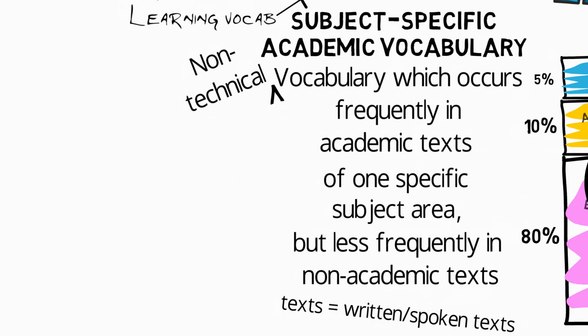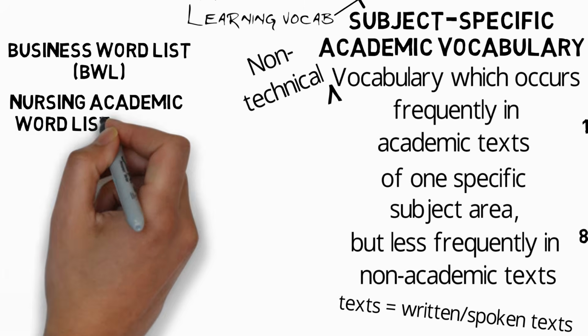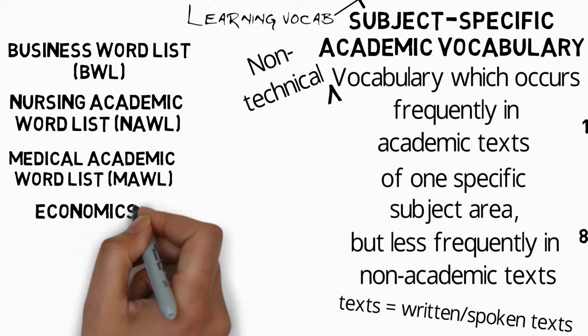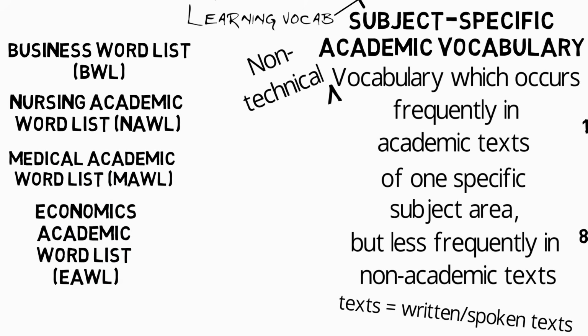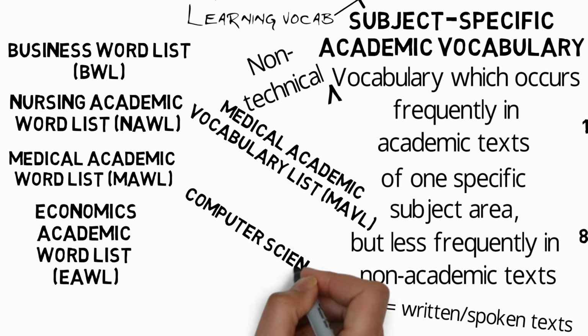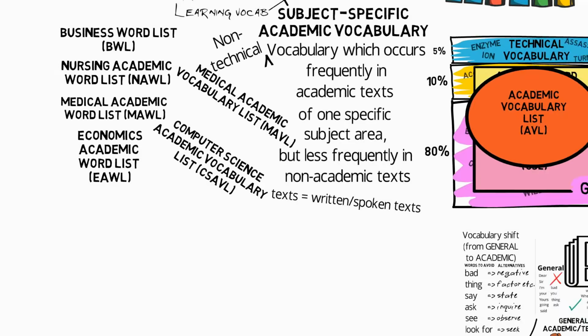in non-academic texts. So I won't go into these in detail, but examples include the business word list, a nursing academic word list, medical academic word list, and economics academic word list. Most of these are modelled after the academic word list. There are some which follow the model of the academic vocabulary list, for example the medical academic vocabulary list, and the computer science academic vocabulary list.